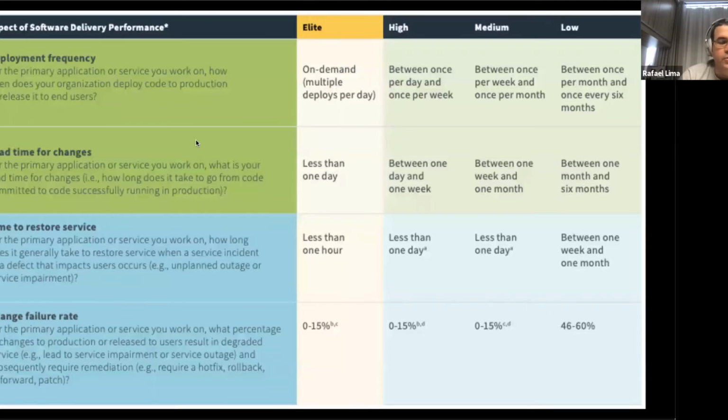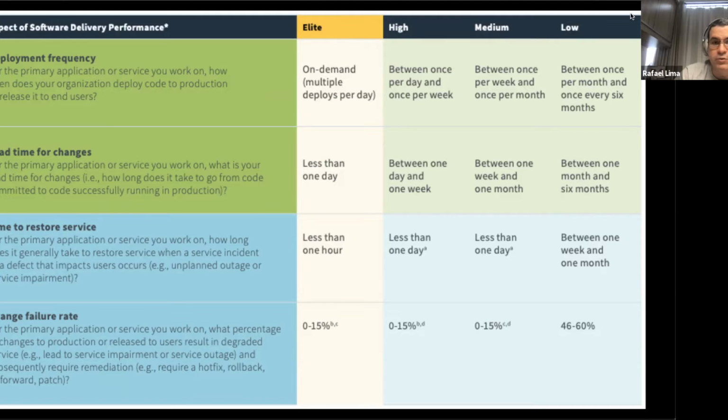So usually it has this table. Every report comes with this table, and it changes a little bit each year. So the latest one came with the elite group, because, and this is not his idea, the model was based on the answers.